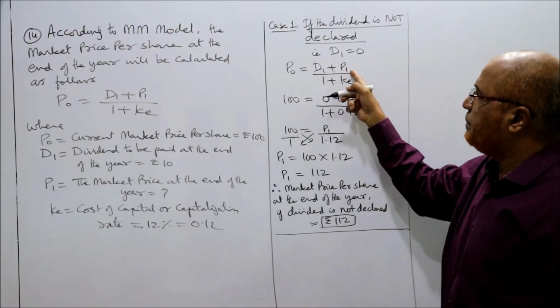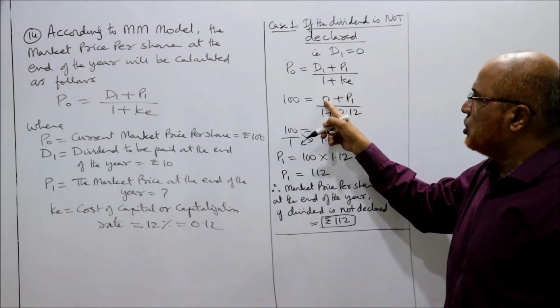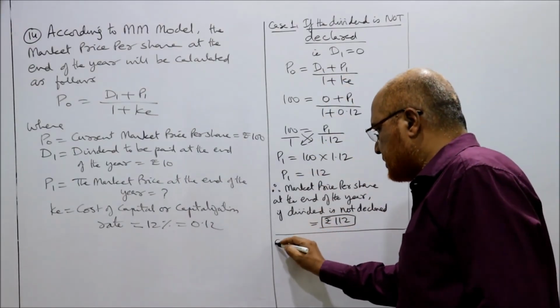In this whole equation we have to find P1. P0, the current market price, is given. D1 is 0. P1 we have to find out. K is 0.12. Simplify and you get 112. Now we'll come to case 2.